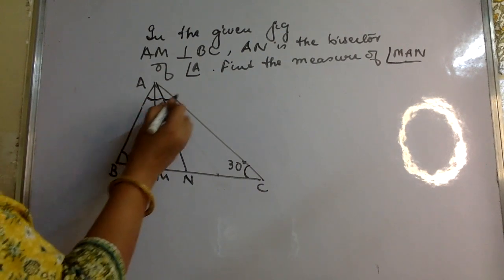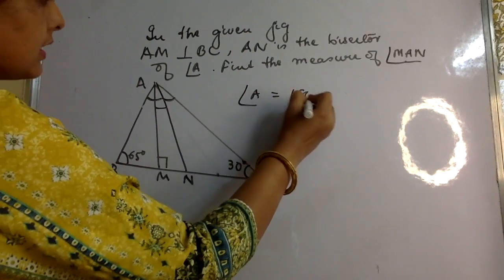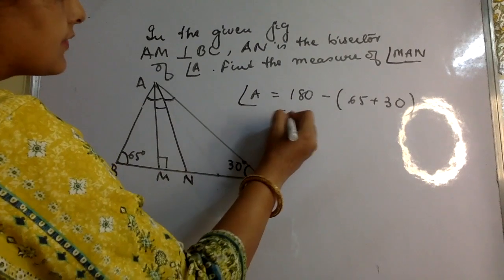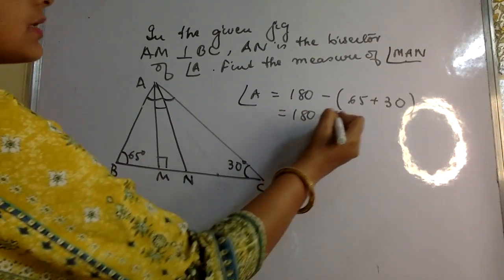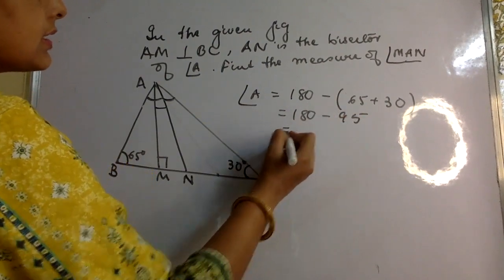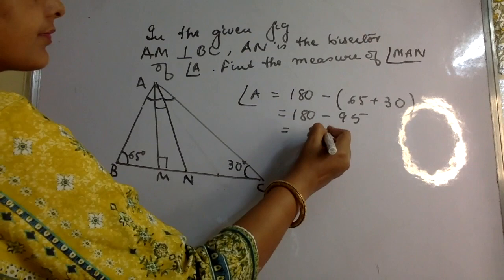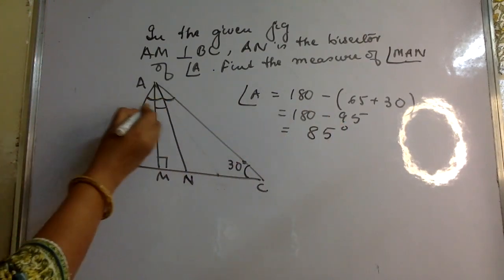Let me find the full angle A first. So angle A is equal to 180 minus (65 plus 30). That gives me 180 minus 95, and that is equal to how much? That is equal to 85, right? So angle A becomes 85, that is, this full thing becomes 85.